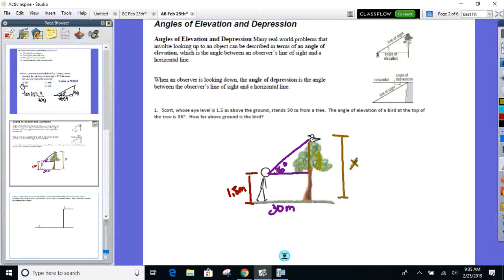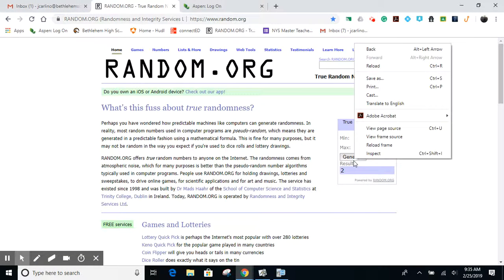Slight problem, though. I don't have a side length here. To use sine, cosine, tangent, you need a side length, and I don't have a side here. I've got 36 degrees and a right angle, but I don't have a side length. Anything else in the diagram that gets you a side length?